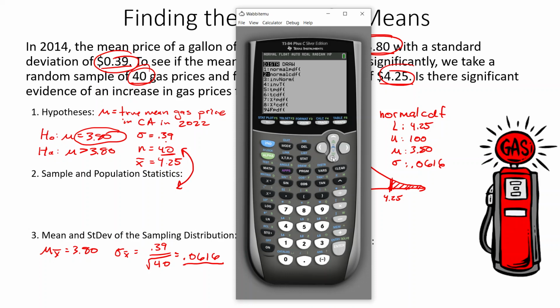So second distribution, normal CDF. Our lower bound is 4.25. Our upper bound is just something big. I went with 100. Our mean is 3.80, our null hypothesis mean. Our standard deviation is the sampling standard deviation, 0.0616. And enter a couple times. And if you look here, that has a negative 13 at the end. So that's 1.39 times 10 to the negative 13.